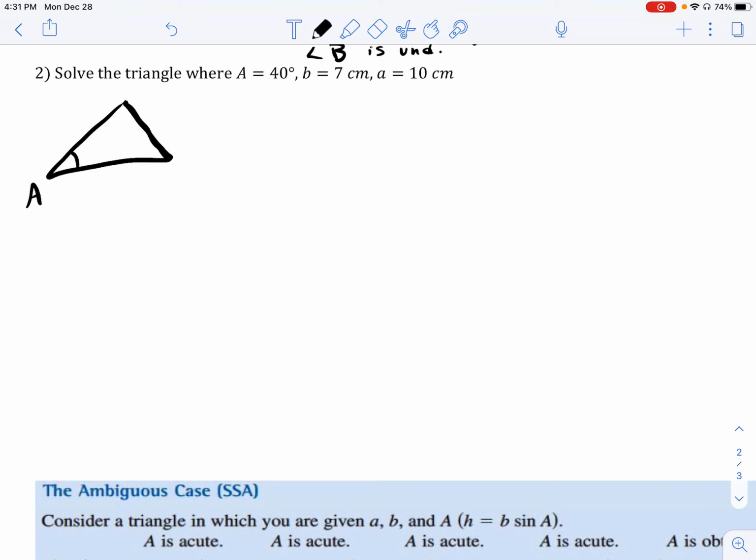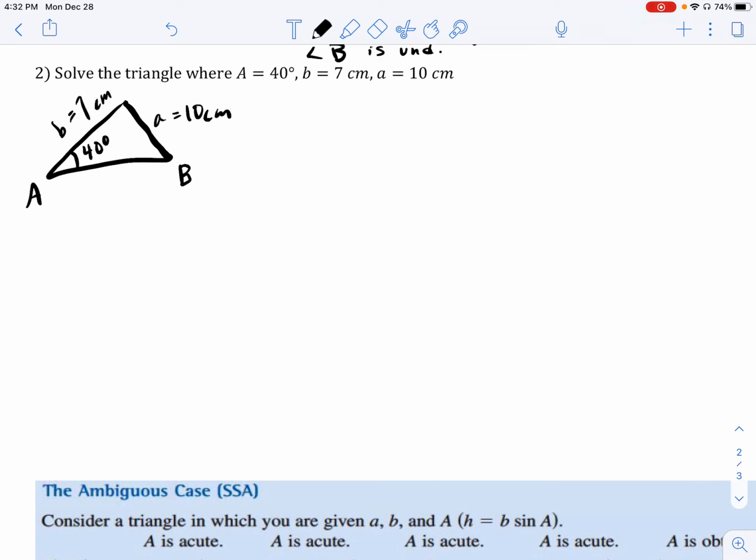We know angle A is 40 degrees. We know that side B here, so let's label this as angle B, meaning its opposite side, B is equal to 7. And side A is equal to 10 centimeters. And so we've got an SSA case here, right? We've got two sides and we're given an opposite angle.